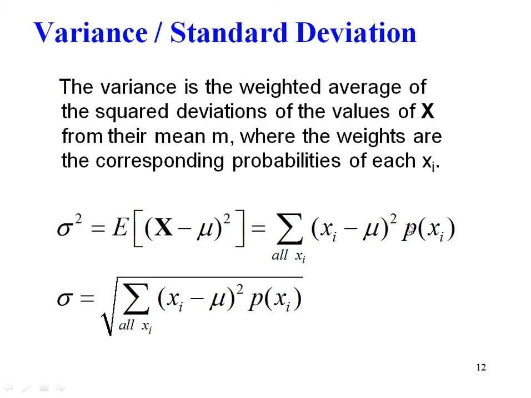Now, what's the standard deviation? The variance is just the expected value of the value that comes up minus the mean, squared. That's the definition. It's the summation of all the x's minus the mean squared, times the probability of those x's. That's for the variance. The standard deviation is just the variance square rooted, or the variance is the standard deviation squared. That's really how it's said.